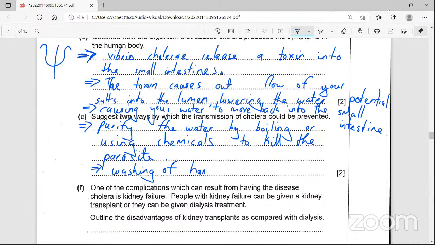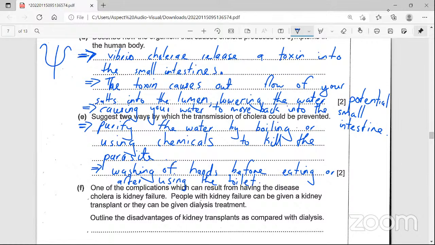Washing of hands before eating or after using the toilet. After using the toilet. Are we together?